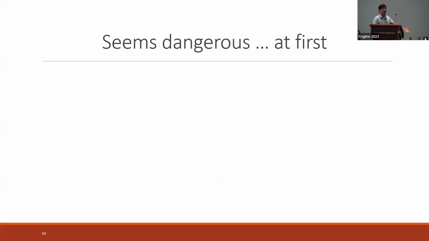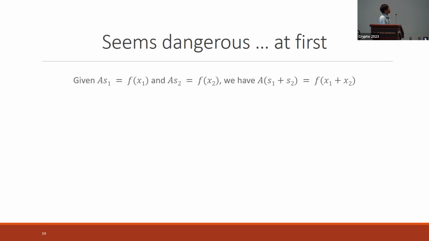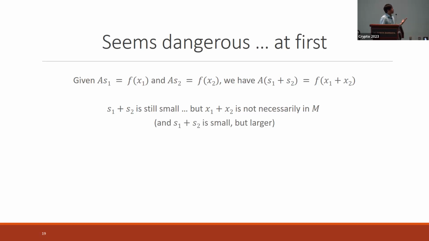Because if I just run the oracle twice, then I get AS1 is equal to f of X1, AS2 is equal to f of X2. So I can just sum them and I get a new pair, right? And S1 plus S2 is small. But here comes the difficulty: X1 plus X2 may not be in that set M. Okay? And also another thing is that S1 can be small, like the norm of S1 is at most B, the norm of S2 is at most B, but when you sum them up, is the norm of S1 plus S2 still less than B?